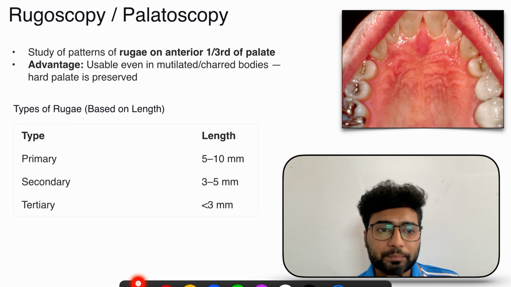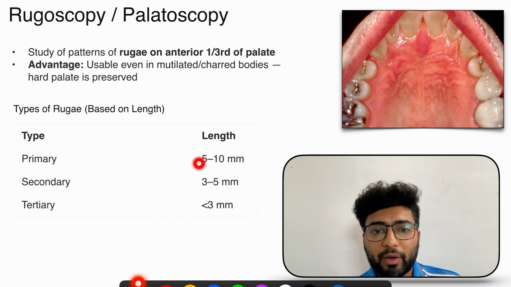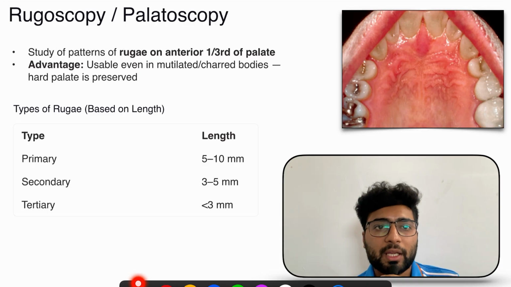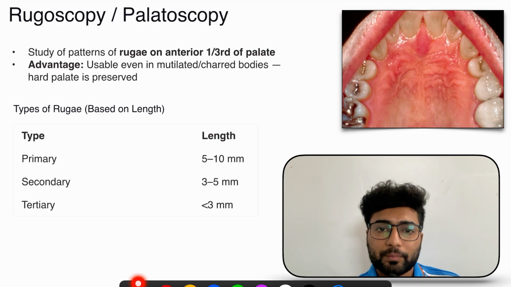So there are three types based on the length. We have primary, secondary and tertiary, right? Primary is 5 to 10 mm, then it decreases to 3 to 5 and less than 3. So we have primary, secondary and tertiary, and this was palatoscopy.